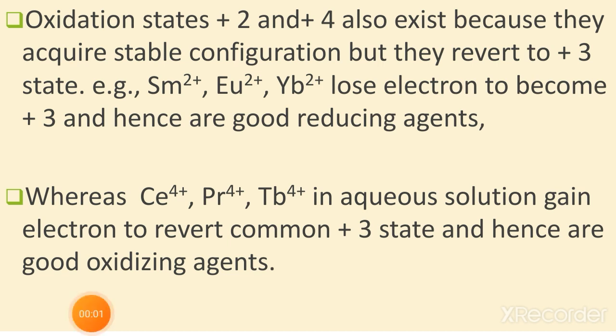Whereas cerium 4+, praseodymium 4+, that is Pr, and Tb 4+, that is terbium 4+, in aqueous solution gain an electron to revert to the common oxidation state +3 and hence act as good oxidizing agents. So one question may be raised: why does cerium 4+ act as an oxidizing agent? Because it wants to change to the +3 oxidation state, because the common, that is stable, oxidation state of lanthanoids is +3. So one more question arises, why does this happen? The common oxidation state of lanthanoids is +3.